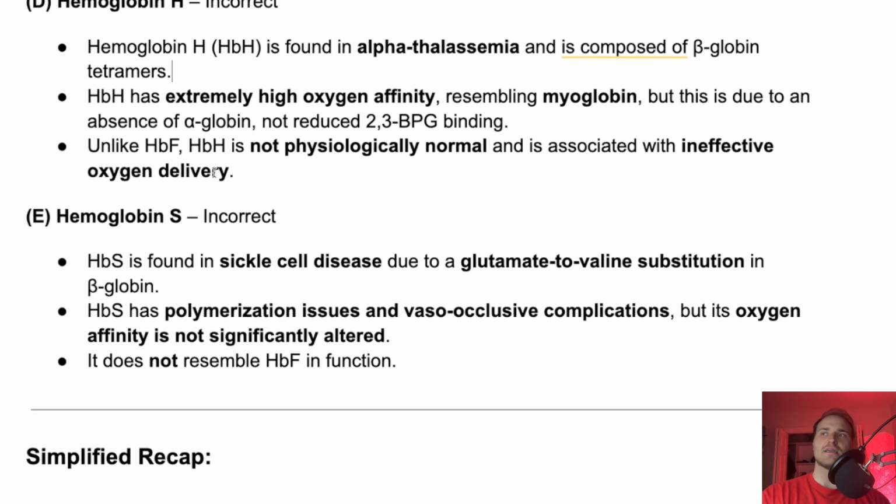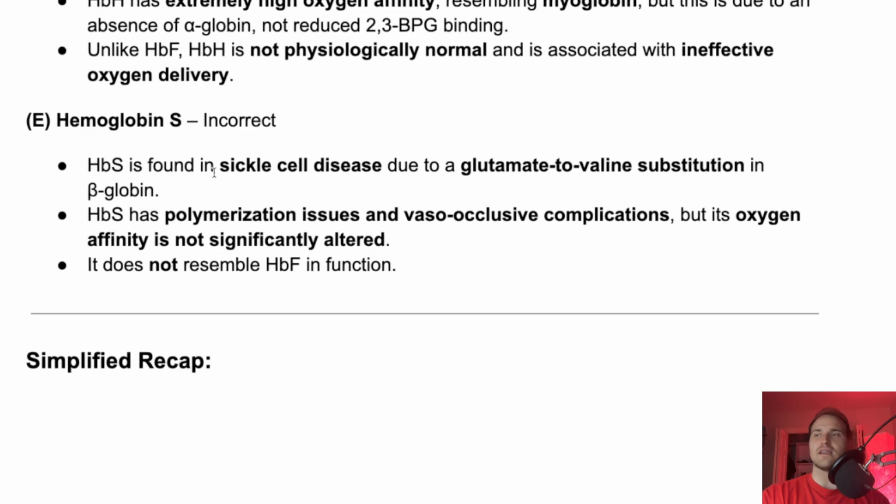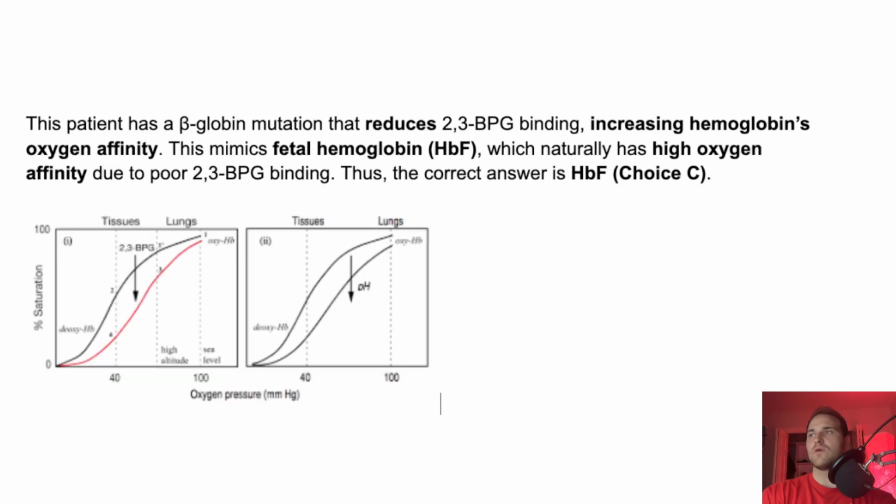Hemoglobin S, that's sickle cell. Okay, so that's going to be glutamate replaced by valine, which forms long polymer chains and causes the sickling shape of the red blood cells, and oxygen affinity is normal or slightly decreased. So our recap: they've got this weird mutation which reduces the binding affinity, and let me show you a little graph here. Okay, that's kind of out of focus a little bit, but you are going to be shifting it to the right whenever you have functional 2,3-BPG.